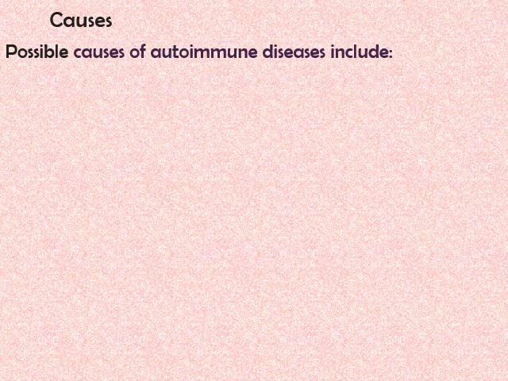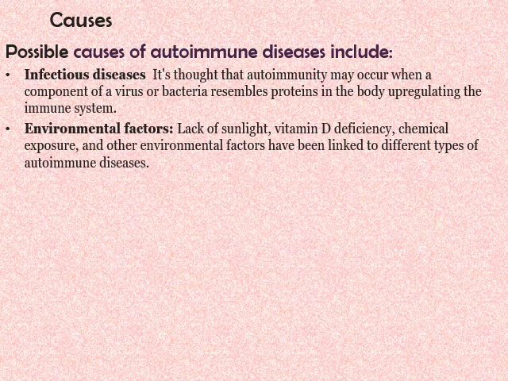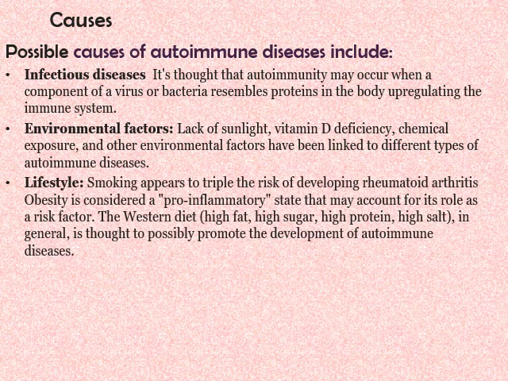Causes of autoimmune disease. Possible causes of autoimmune disease include, one, infectious disease. It is thought that autoimmunity may occur when a component of a virus or bacteria resembles proteins in the body, upregulating the immune system. Two, environmental factors. Lack of sunlight, vitamin D deficiency, chemical exposure, and other environmental factors have been linked to different types of autoimmune disease.